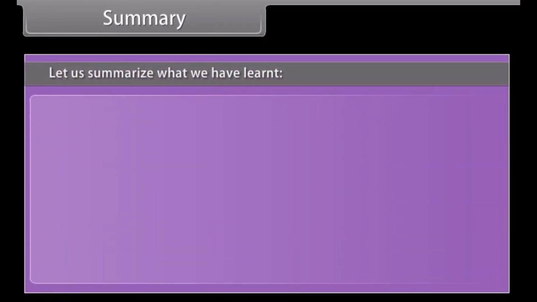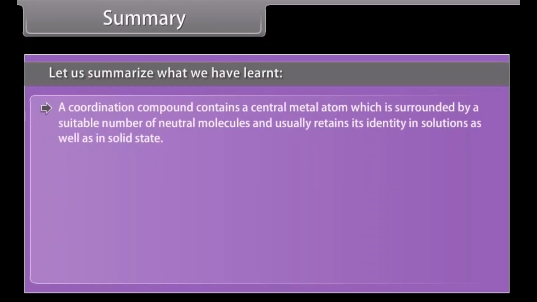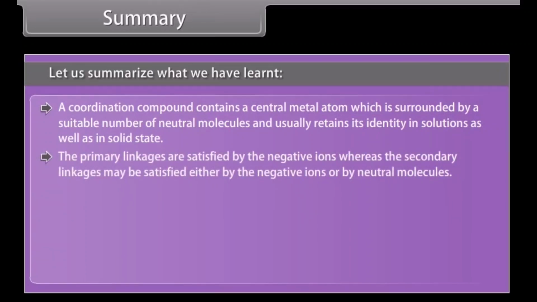Summary. Let us summarize what we have learned. A coordination compound contains a central metal atom which is surrounded by a suitable number of neutral molecules and usually retains its identity in solutions as well as in the solid state. The primary linkages are satisfied by the negative ions, whereas the secondary linkages may be satisfied either by the negative ions or by neutral molecules.